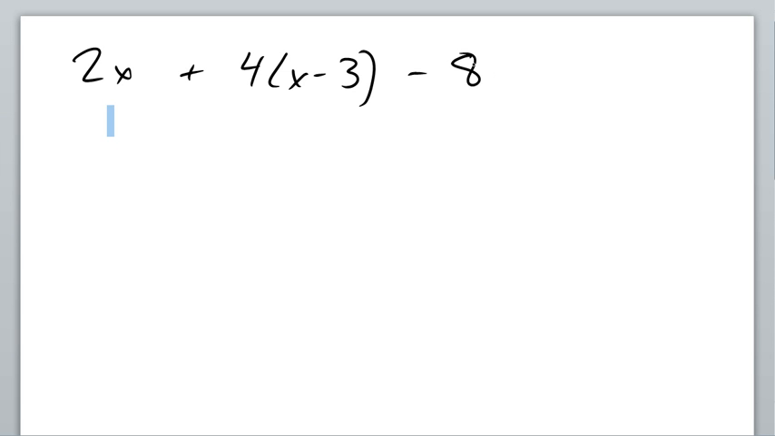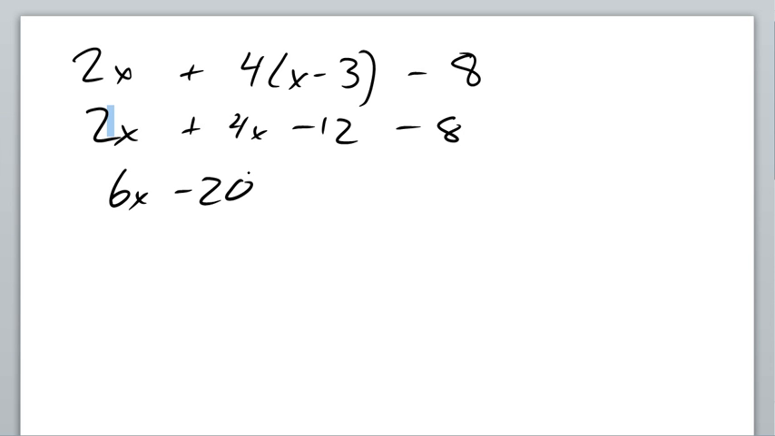What we're going to do now is take this 4 and multiply it through here using that distributive property. So we take 2x plus 4 times x is 4x. 4 times the -3 is -12 minus 8. And now we want to combine like terms. So 2x plus 4x gives us 6x. And -12 minus 8 is going to be -20. So that would be our answer.